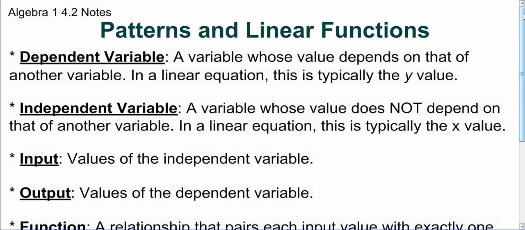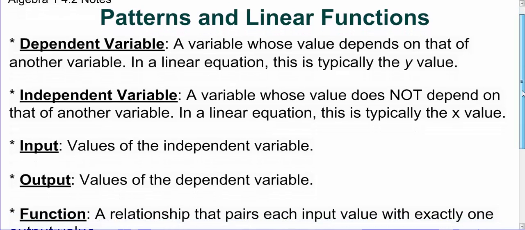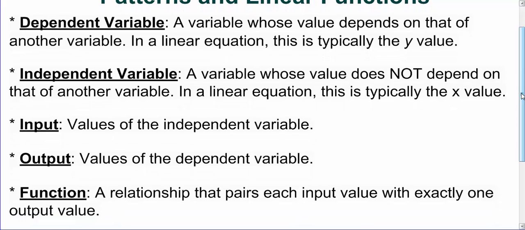Patterns and linear functions. First, some terminology. These words are all pretty important. A dependent variable is a variable whose value depends on that of another variable. When we're talking about linear equations, usually we use y to represent the dependent variable. Independent variables are variables whose value does not depend on that of another variable. That's usually x when we're talking about linear equations. The input represents the independent variable, the term that you're choosing to plug in. The output is your y value or your dependent variable.